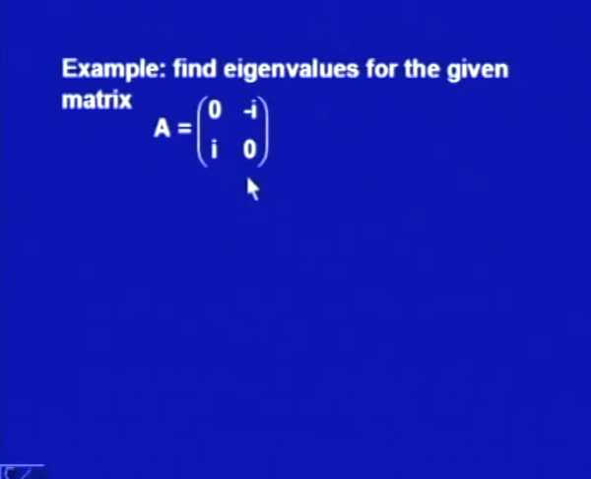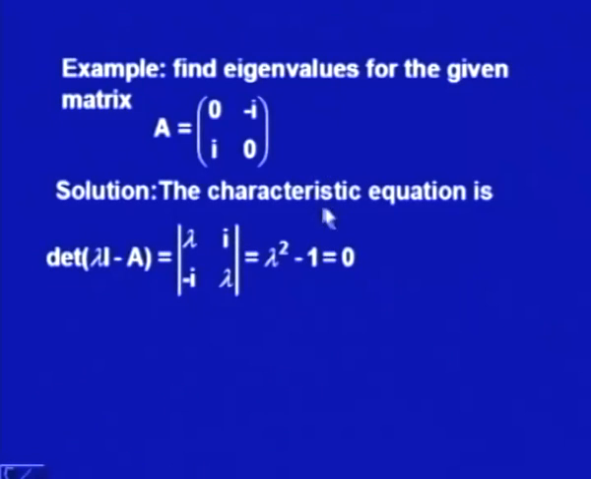We illustrate this with an example. Let us consider a matrix A consisting of 0 minus i in the first row, i 0 in the second row. So it is a 2 by 2 Hermitian matrix. We will see what its eigenvalues are. To calculate the eigenvalues of this matrix, I have to compute lambda I minus A. So the determinant of lambda I minus A equal to 0 is the characteristic equation for this given matrix, and for this, lambda I minus A is to be computed.